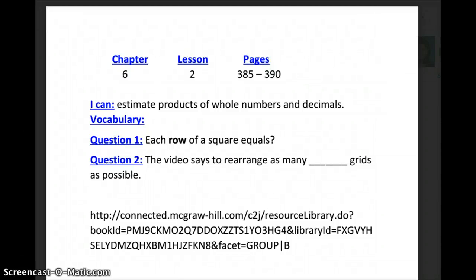Today's lesson is Chapter 6, Lesson 2 on pages 385 through 390. Our objective is I can estimate products of whole numbers and decimals. Question 1 is each row of a square equals. Question 2, the video says to rearrange as many blank grids as possible.